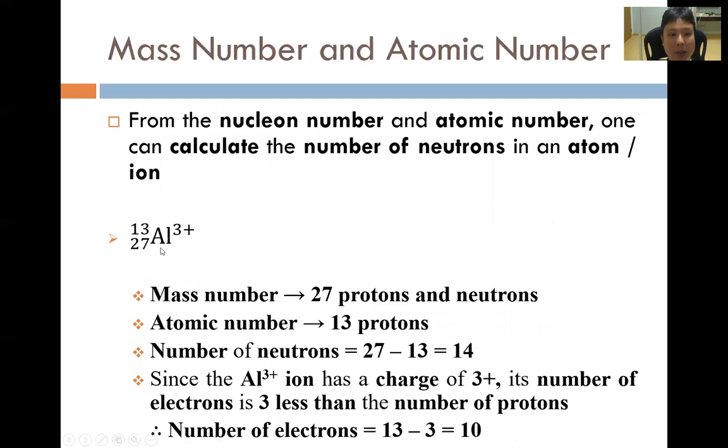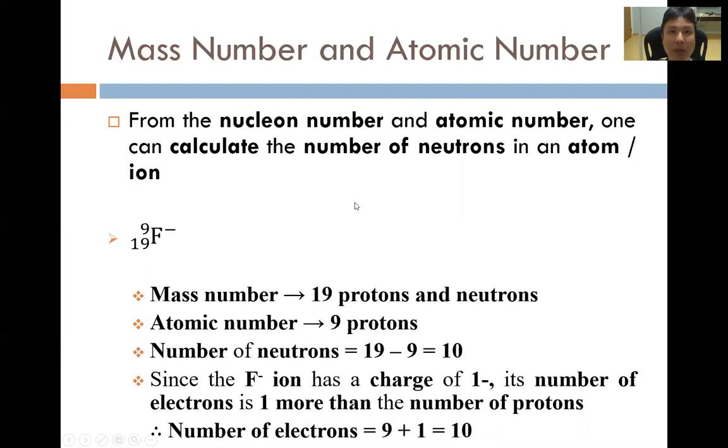A few more examples, Al3+. The number of protons is 13, while the number of neutrons is 27 minus 13, which is 14. And since it has a charge of 3+, it will have 3 more protons than electrons, and hence the number of electrons is simply 13 minus 3, which is equal to 10.